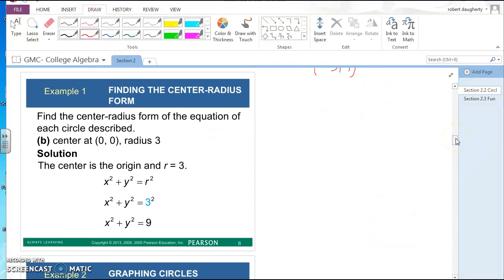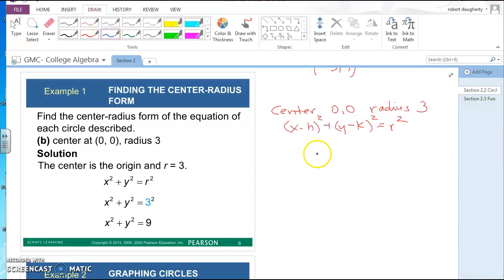Let's find the equation of a circle that's centered at 0, 0 with a radius of 3. If the center is 0, 0 and the radius is 3, my formula is (x - h)² + (y - k)² = r². Here the center is 0, 0, so h and k are just going to be 0. So I will get x² + y² = 3², which is 9.